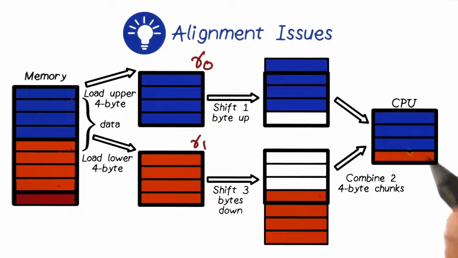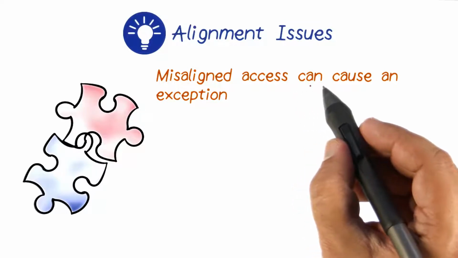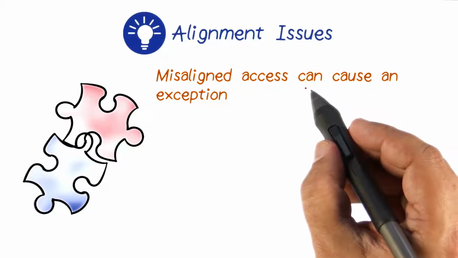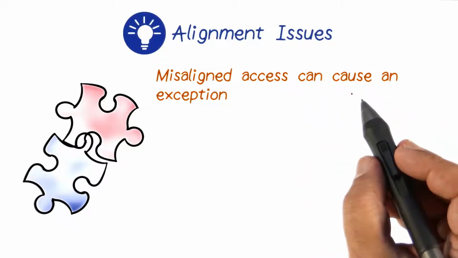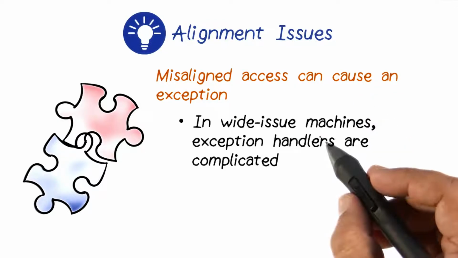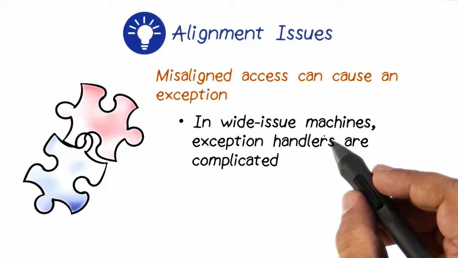Having seen how to correct the alignment, now let's take a look at what happens if we try to access some data which is misaligned. Let's say there is some address and you put it out on the address bus and try to access the memory which is misaligned. What happens? The architecture typically causes an exception if you try to access data which is misaligned. The architecture raises an exception through an exception handler, saying that you tried to access some data which is not on the word boundaries.